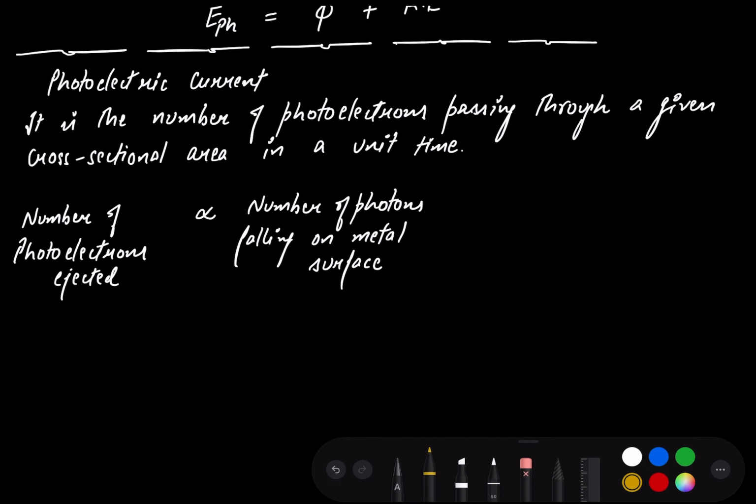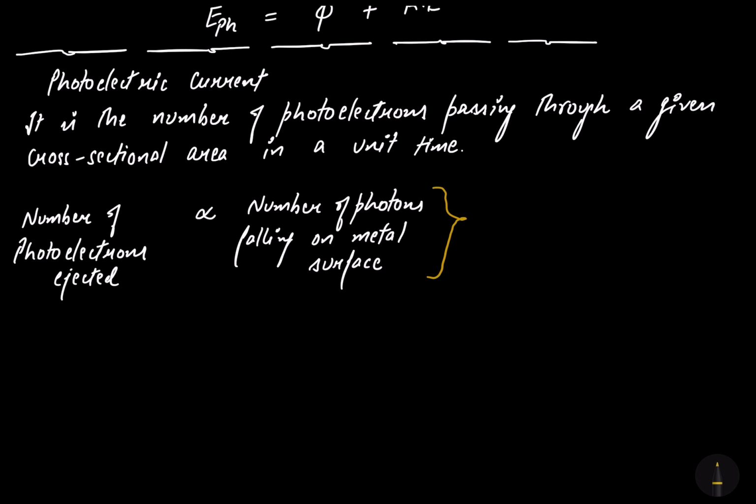The number of photons falling on the metal surface is called the intensity of incident light. More the intensity of incident light, more the number of photons will fall on the metal surface, more the photoelectrons will get ejected out, so more will be the photoelectric current. So I hope you got the meaning of intensity. It is the number of photons falling on the metal surface.